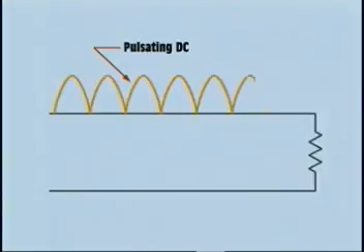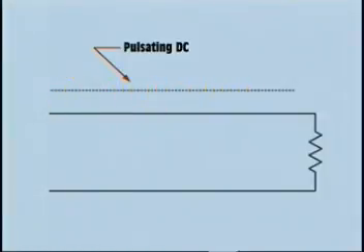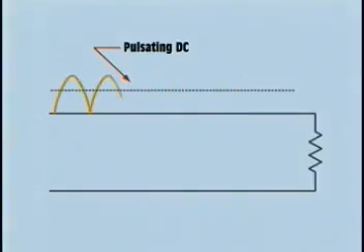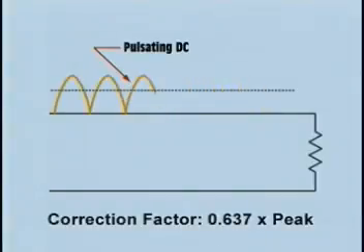Notice that the voltage does turn on and off, but it never reverses polarity. Since the voltage turns on and off, the voltage applied to the load will be the average of the maximum value and the value at different times during the waveform. The correction factor to determine the average value is 0.637 of peak.